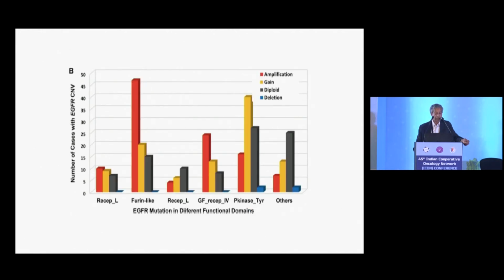And this is looking at different parts of the EGFR receptor itself. It could be amplification or gain or diploid or deletion. So this is in different parts of the receptor: either the extracellular domain, intracellular domain, transmembrane domain, or the furin-like domain. So there is so much data available today.